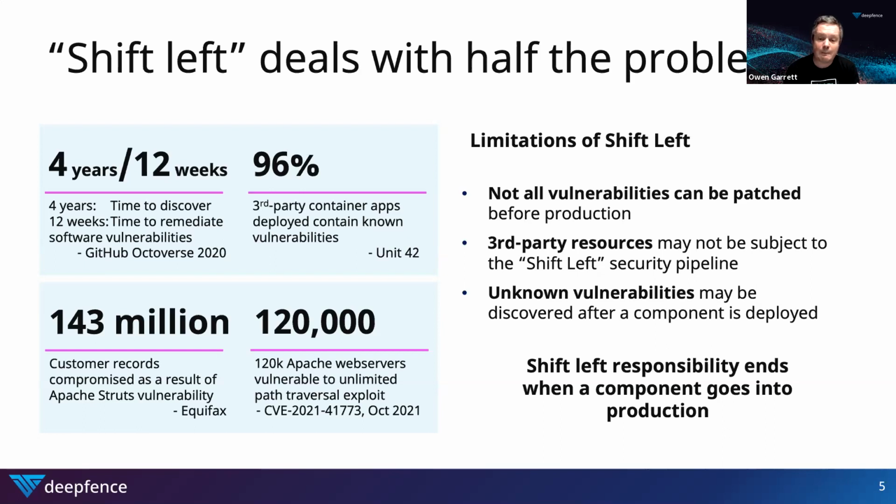And just last month, 120,000 Apache web servers running in production were found to be vulnerable to a path traversal exploit that gave an attacker access to any file on the file system that the Apache process was able to read. All of the great security and vulnerability scanning that shift-left processes do, the responsibility of shift-left begins to end once a component moves into production.